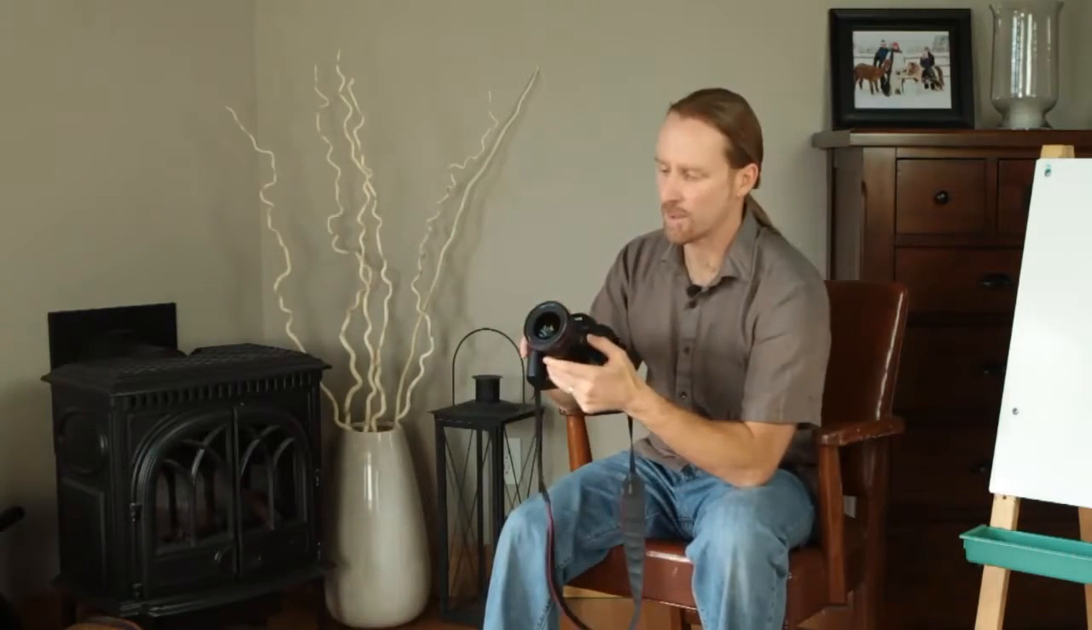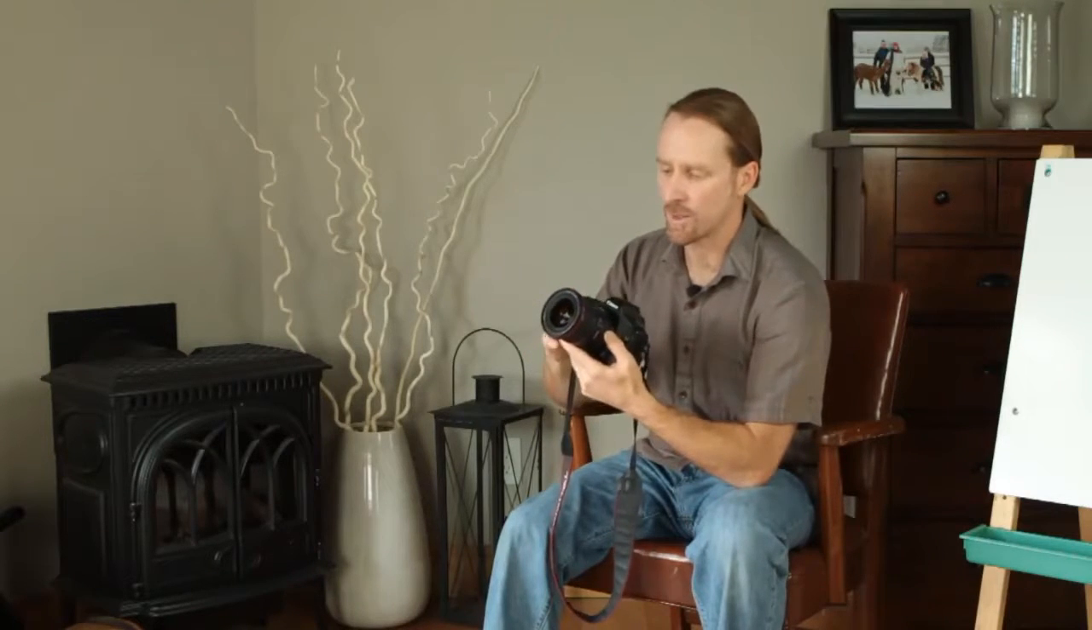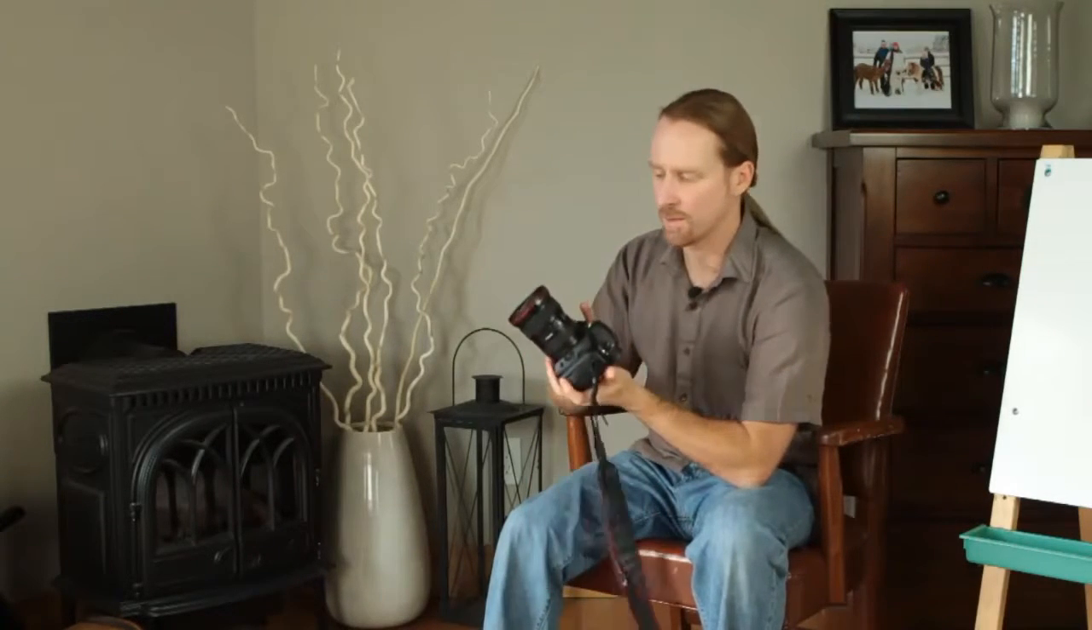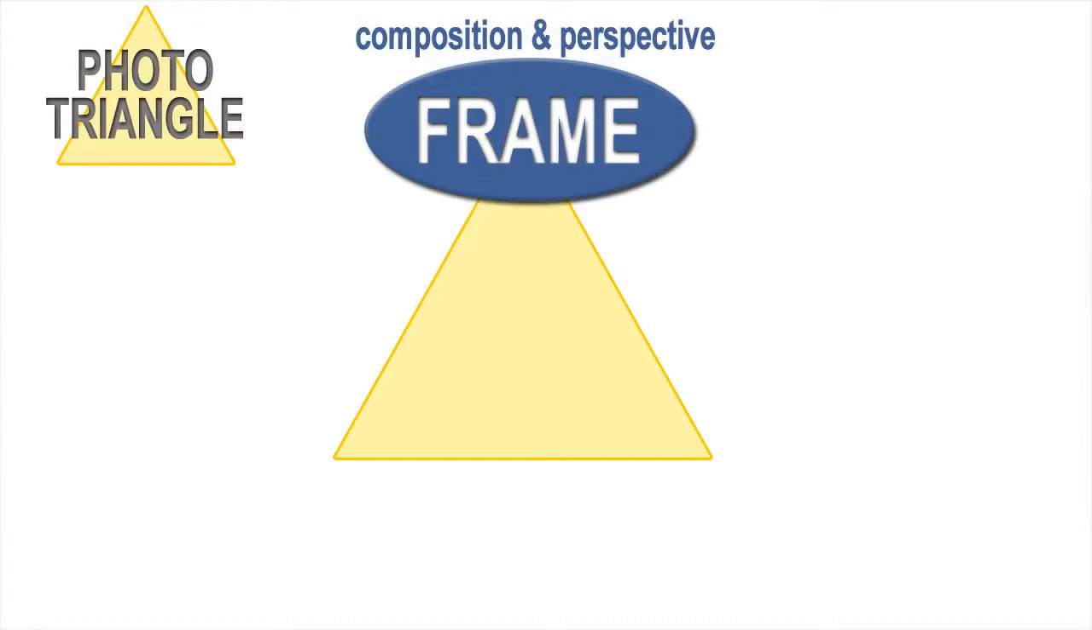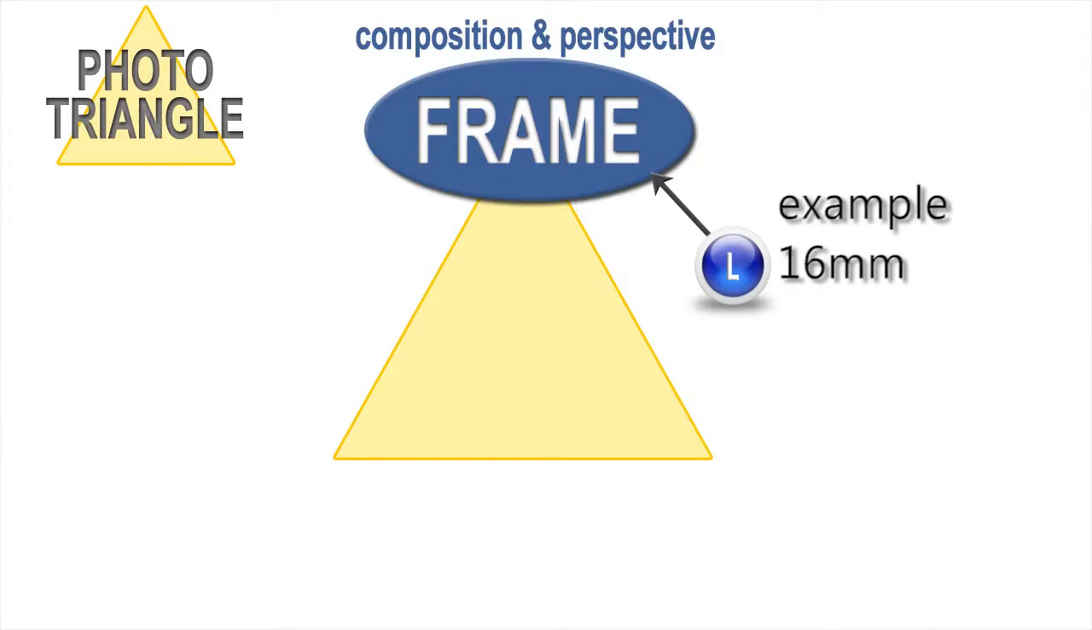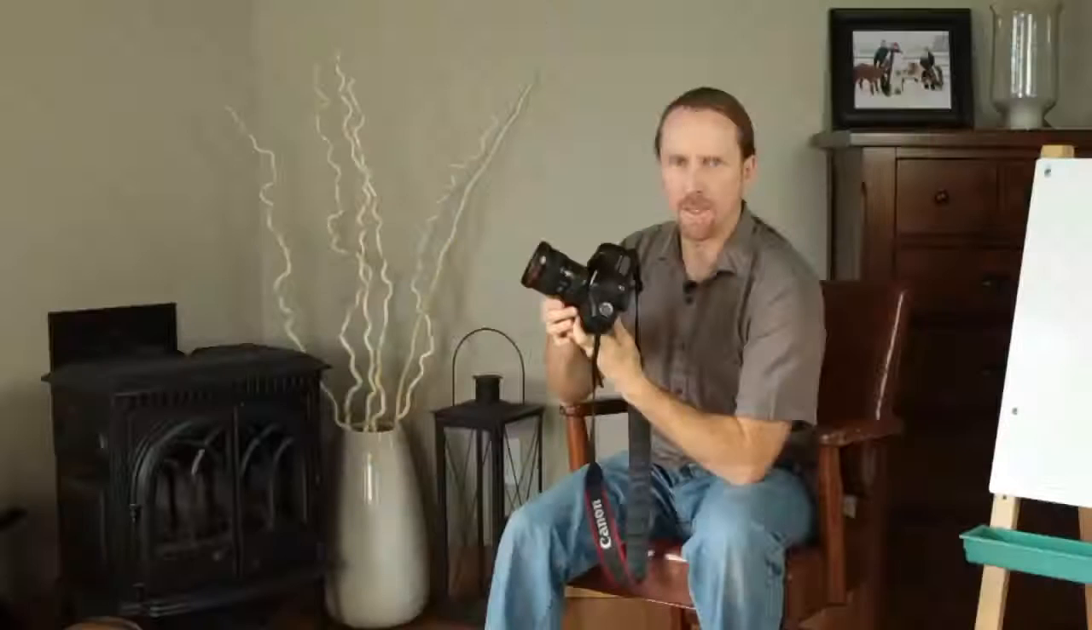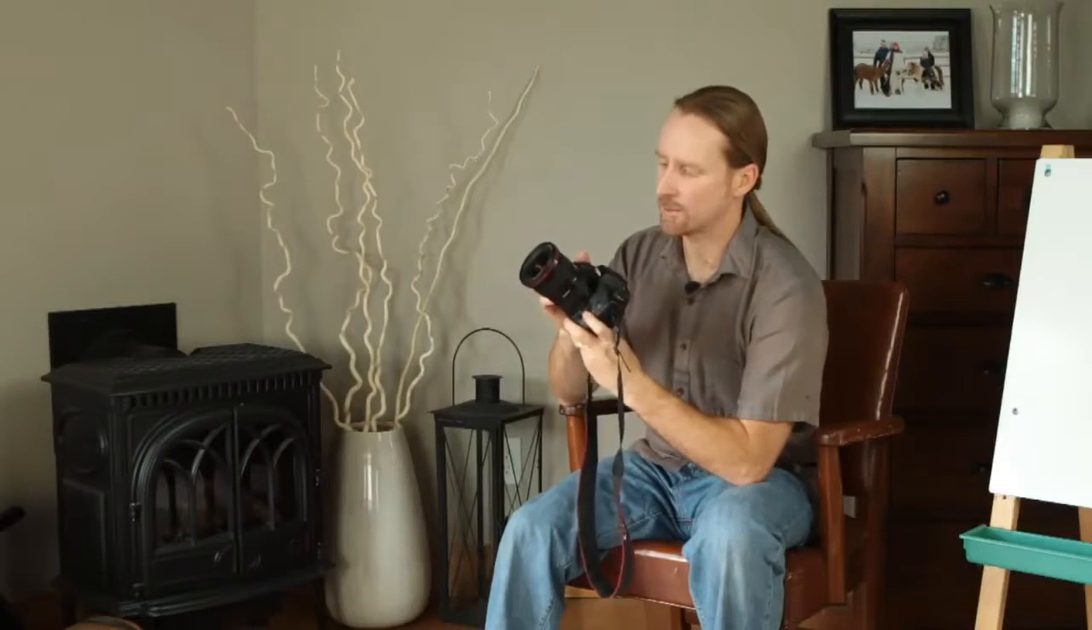So the first thing I should probably mention is talk a little bit about focal length, because that can be a little confusing for people. Focal length is in millimeters, and the smaller the number, the wider the view. So 16 millimeters is quite wide, especially on a full frame sensor.